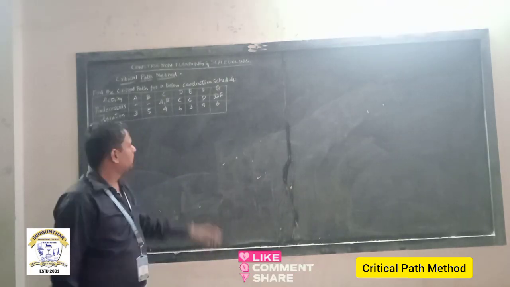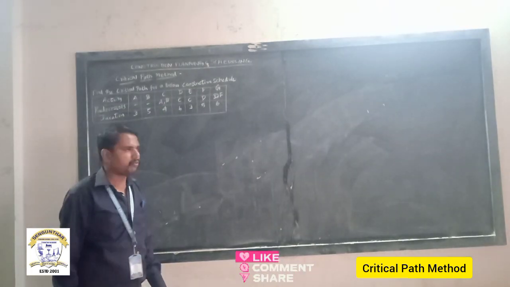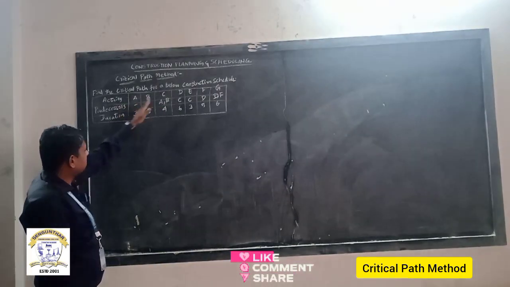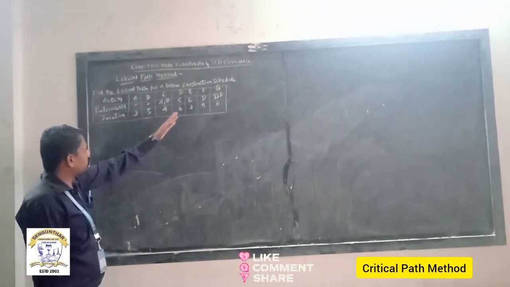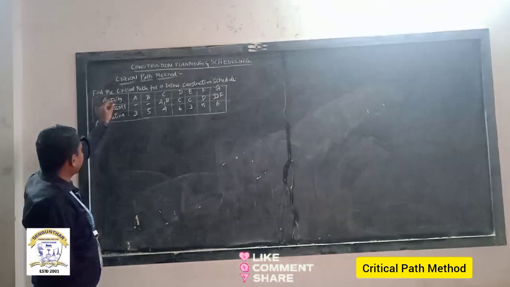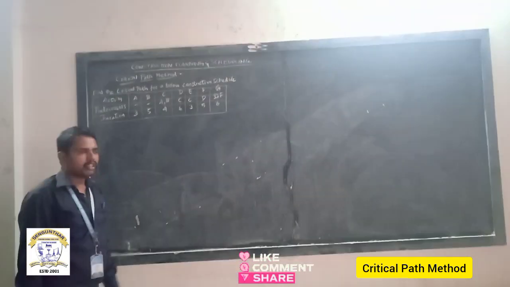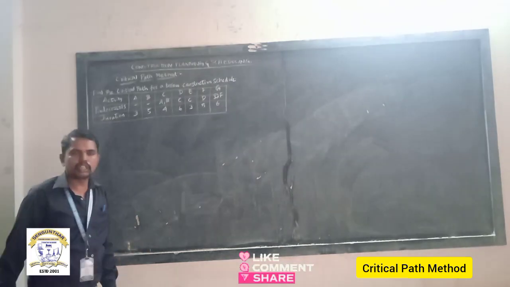That particular path is called the critical path. So we are now going to discuss one problem in the critical path method: find the critical path for the construction schedule. In a particular project, there are some activities A, B, C, D, E, F, G. So there are 7 activities.